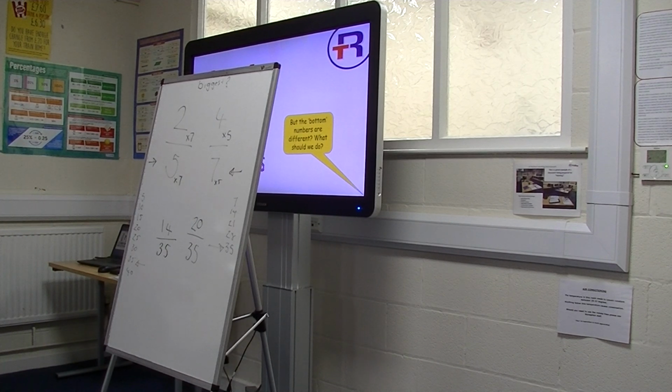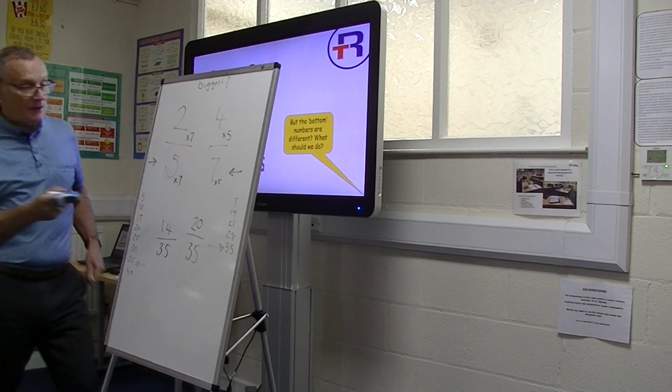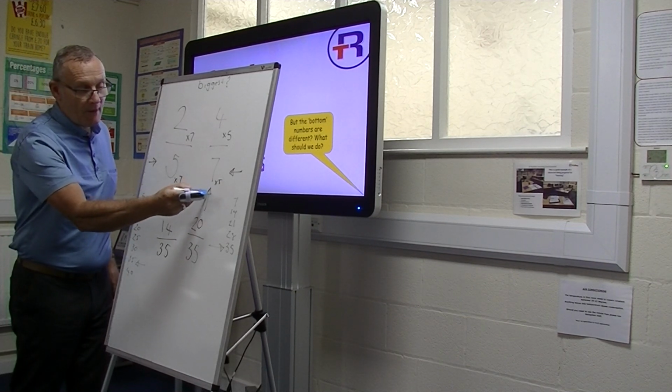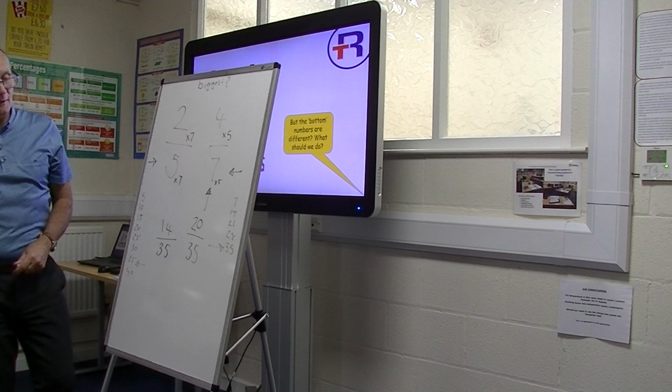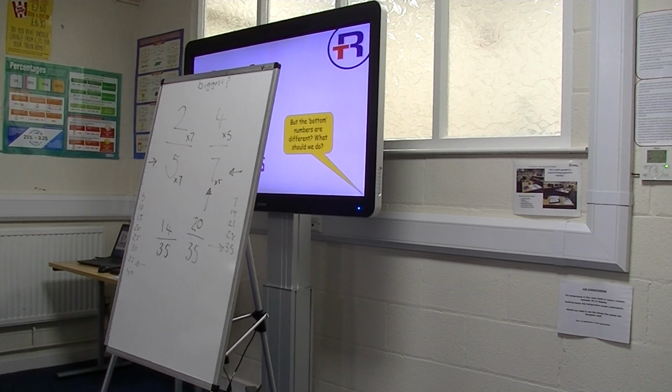The question says, which fraction is the biggest? Well, that one's bigger because it's 20 over 35 as opposed to 14 over 35. So the biggest fraction was, as we quite rightly guessed, that one, 4 over 7. Does it make sense? It does. So in the exam you will have to show it this way.